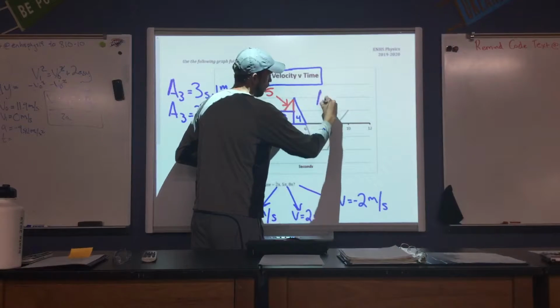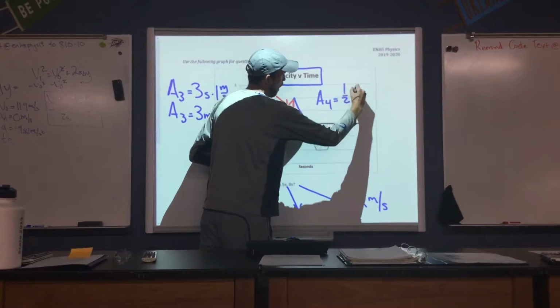We'll look at shape 4. That is a triangle. So 1/2 base times height.